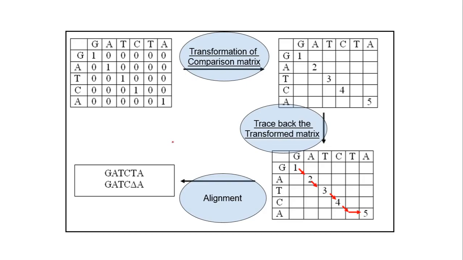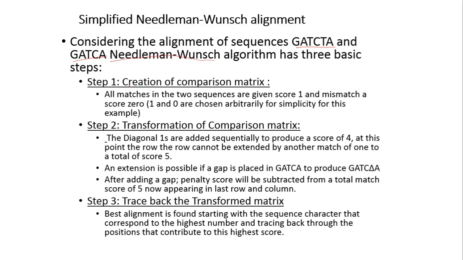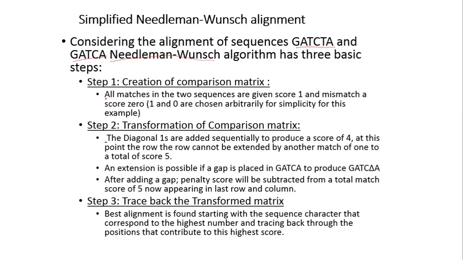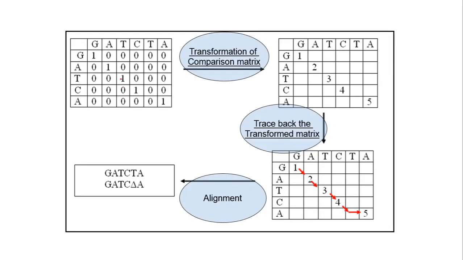Okay, so what was the first step? The first step was all about creating a comparison matrix. When you create a comparison matrix, first you would have to generate a contact matrix between these two sequences that you are dealing with. Now, in this case, you would simply give a score of 1 wherever you find identity in your contact matrix, and you would give a score of 0 wherever you find mismatch.